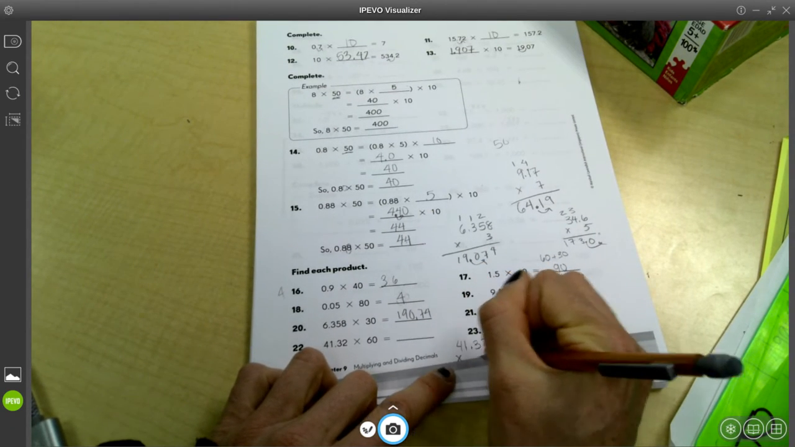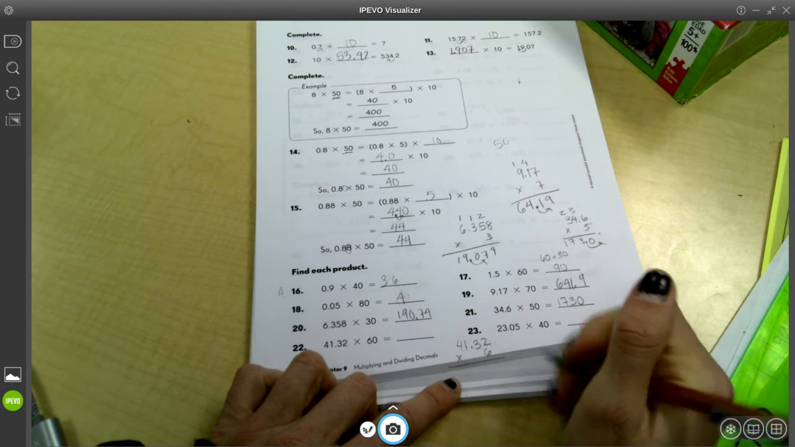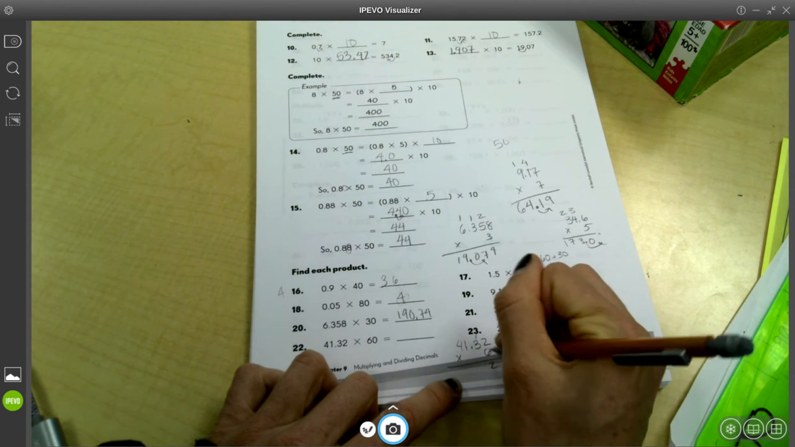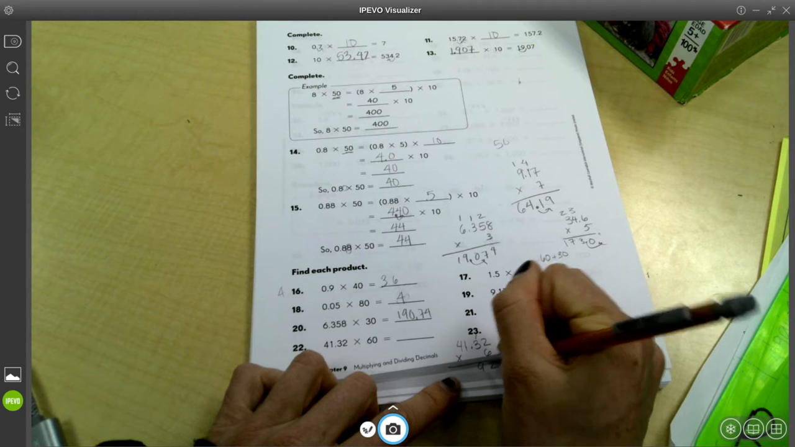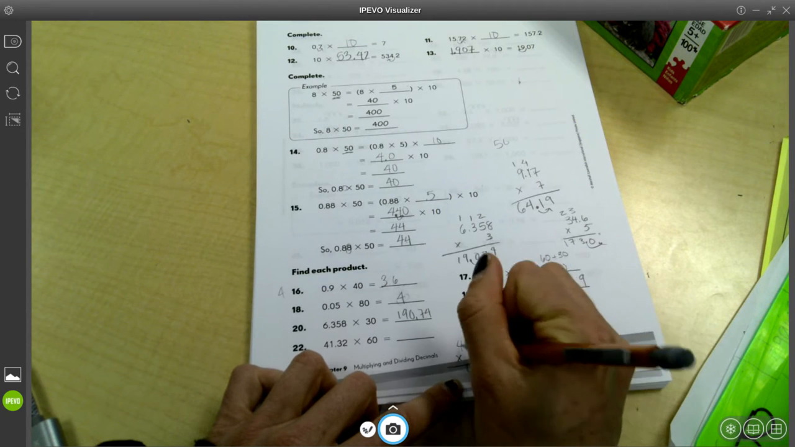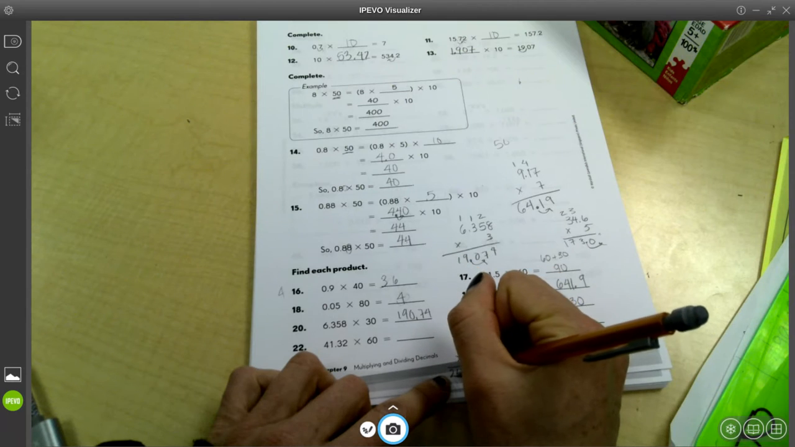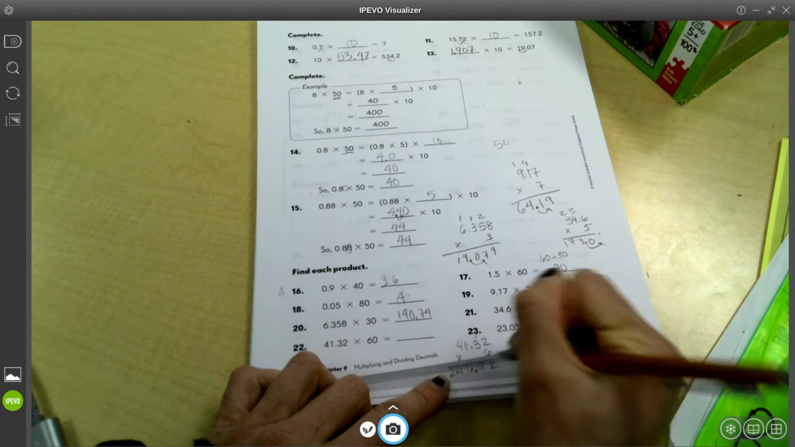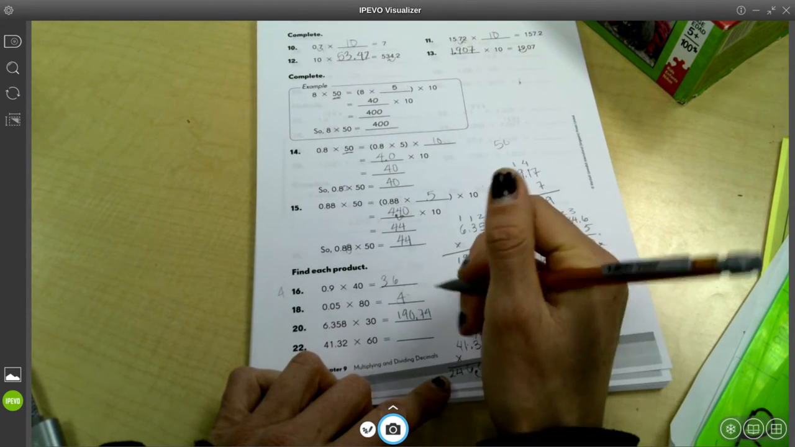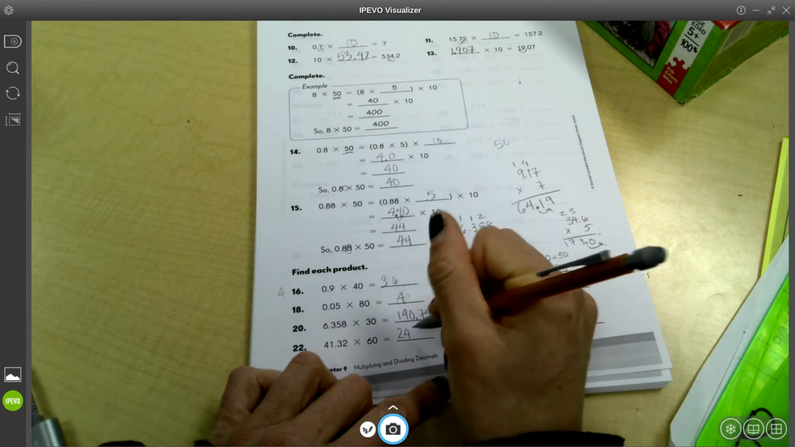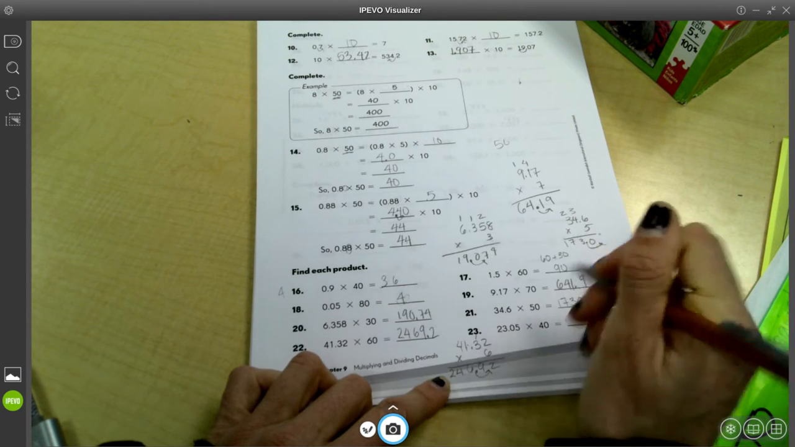41.32 times 6. 2 times 6 is 12. 6 times 3 is 18, 19. 6 times 1 is 6. 6 times 4 is 24. 6 times 40 would be 240, so there's my decimal point. Move it once to the right, 2,469 and 2 tenths.